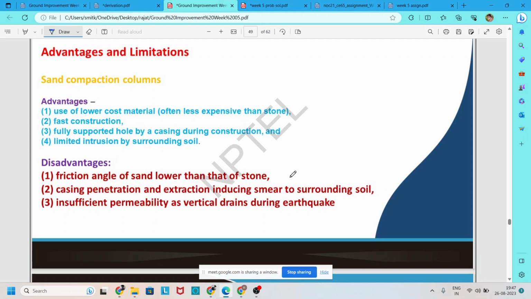Again, insufficient permeability as a vertical drain during an earthquake. That means when an earthquake is happening, liquefaction happens. Due to this liquefaction, excess pore water pressure is created. This pore water pressure may not dissipate due to insufficient permeability. That may cause a huge strength reduction in the surrounding soil. So these are the disadvantages of the sand compaction column.